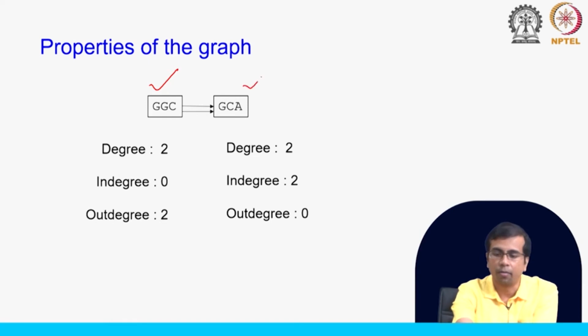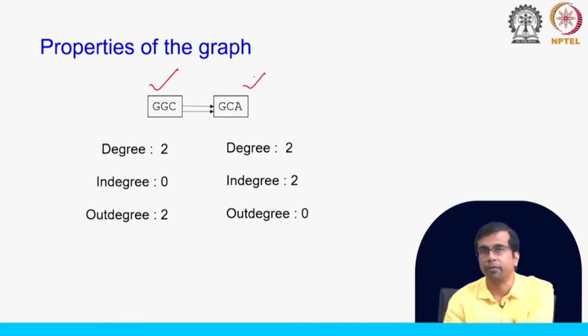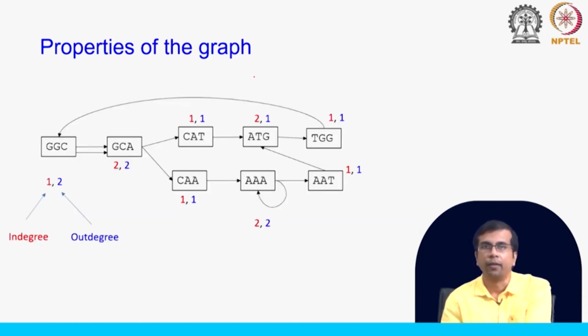And for that node on the right, the in degree is 2 because you have 2 incoming edges, and the out degree is 0 because there are no outgoing edges. Okay. So, now moving on to the full graph, the full overlap graph or the directed multi-graph that we constructed, we can now define these in degrees and out degrees for every node in the graph.